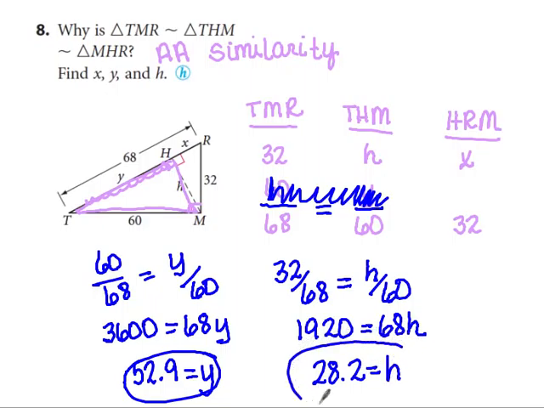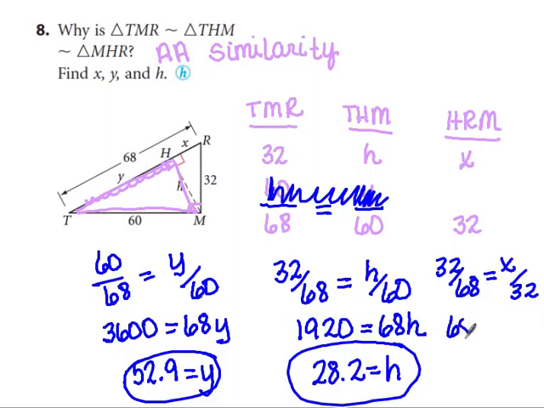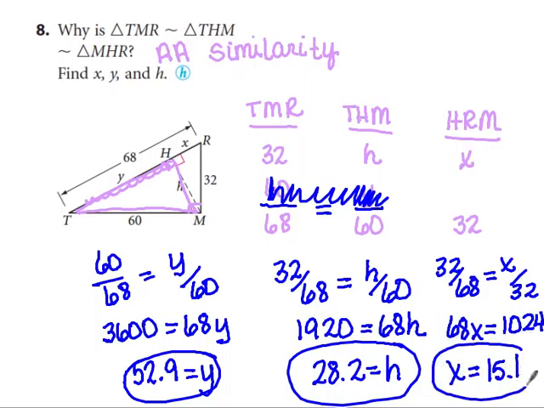And then last but not least, I have to do an x and a 32. So I'm going to go ahead and do 32 over 68 equals x over 32. So I end up getting 68x to equal what? What's 32 times 32? 1024. What does x equal? 15.1. There you go. Questions?